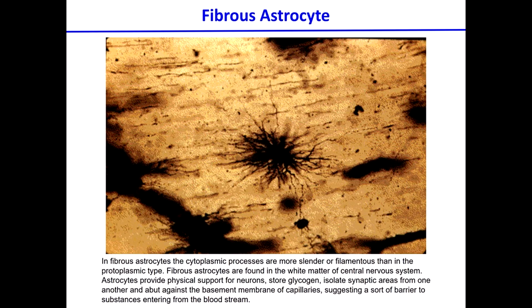And this is a huge difference you can see with the fibrous astrocyte. There's many more processes and they're much more slender. And if the other ones were in the gray matter, these are only located in the white matter. Okay.